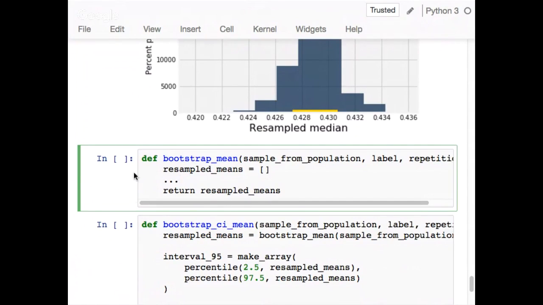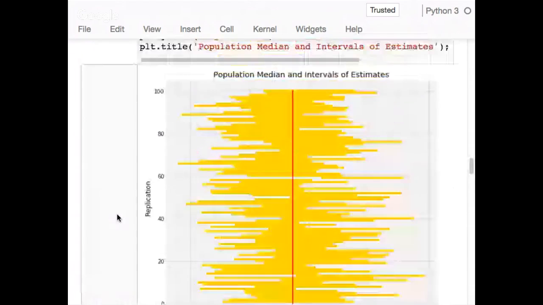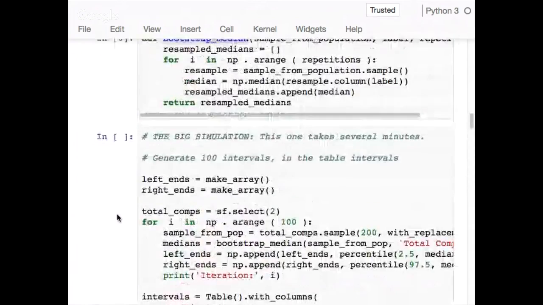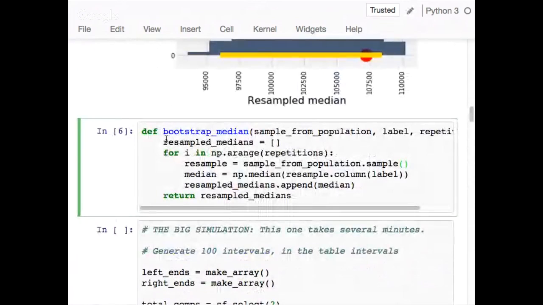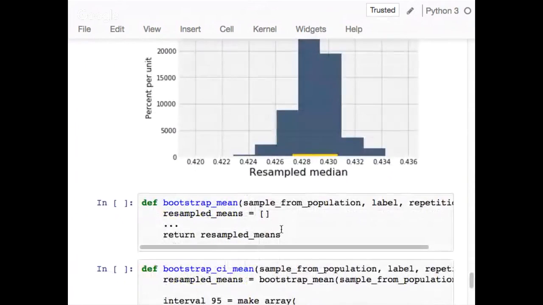And the truth is, you don't have to do the median. You can also do the mean. Let me show you how to do that. It's actually not too hard. I'm going to use a tried and true technique of copying and pasting. So here is my Bootstrap median method. Copy that. Here is the Bootstrap mean method.